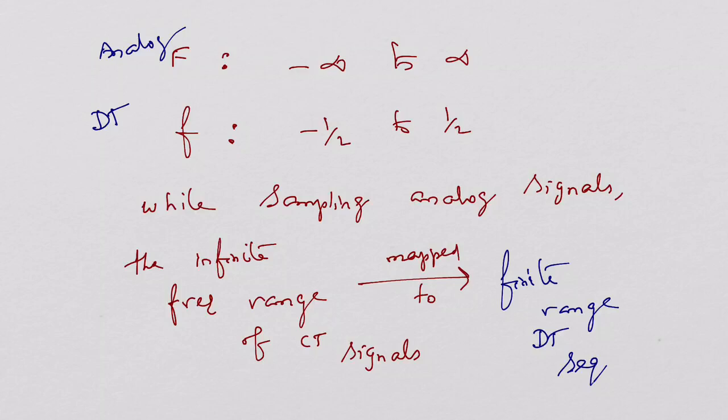Continuous time frequency is capital F and discrete time frequency is small f. The range of capital F will be minus infinity to plus infinity. The range of small f is minus 1 by 2 to plus 1 by 2.